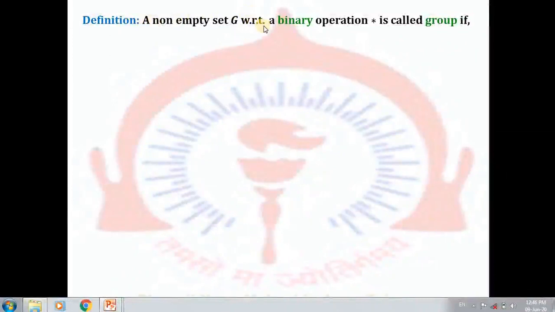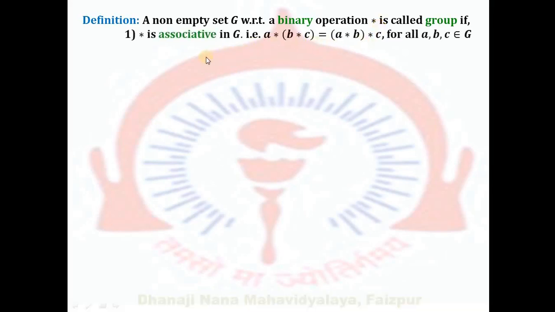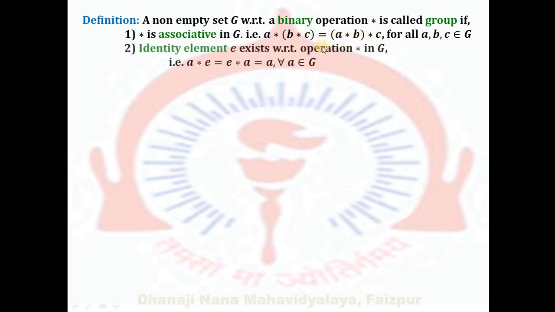A non-empty set G with respect to a binary operation star is called a group if it satisfies the following three conditions. So first condition, star is associative in G, that is for all a, b, c belonging to G we have (a star b) star c is equal to a star (b star c). Then second condition, an identity element e exists with respect to the operation star in G, that is a star e is equal to e star a, that is equal to a for all a belonging to G.